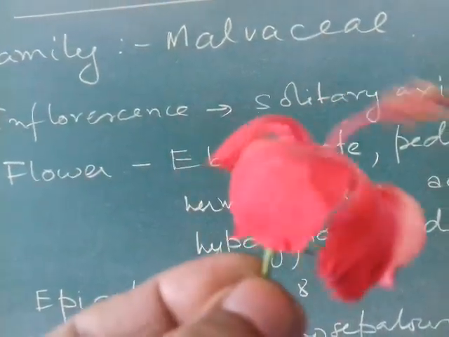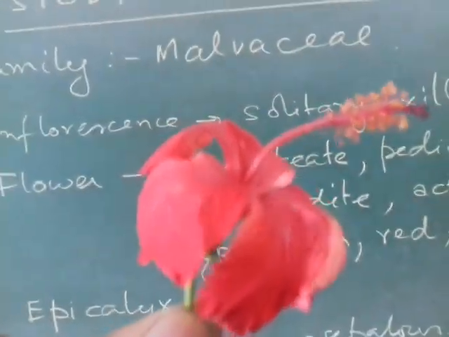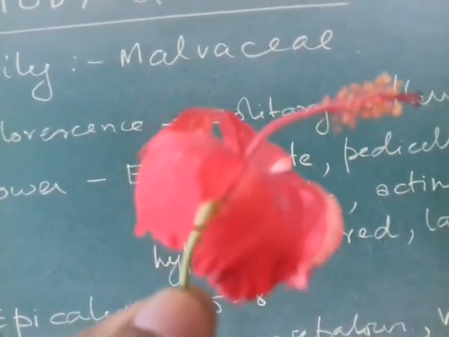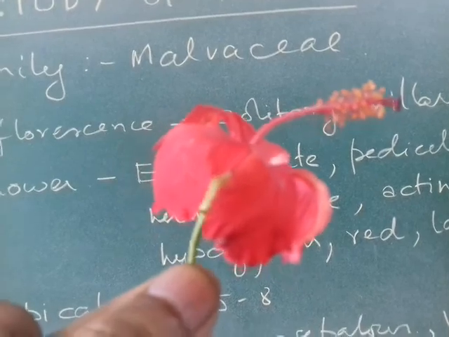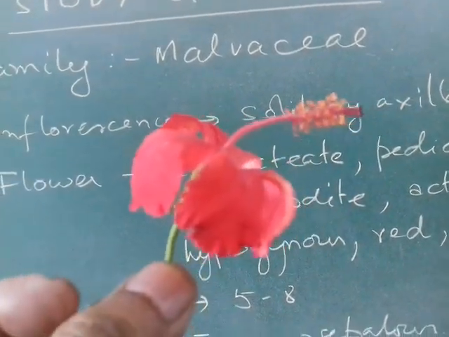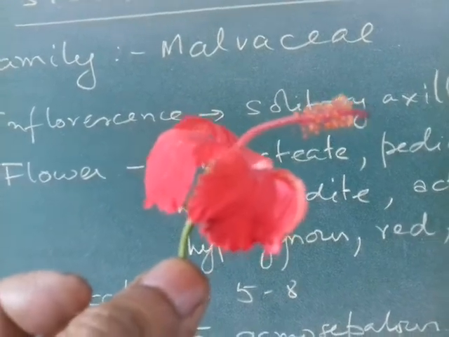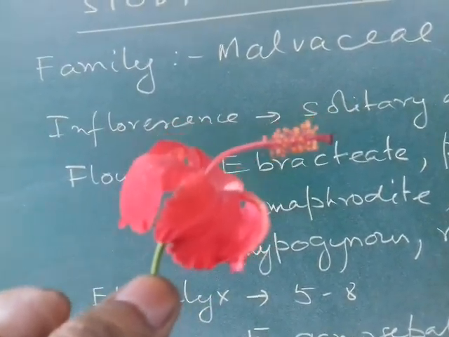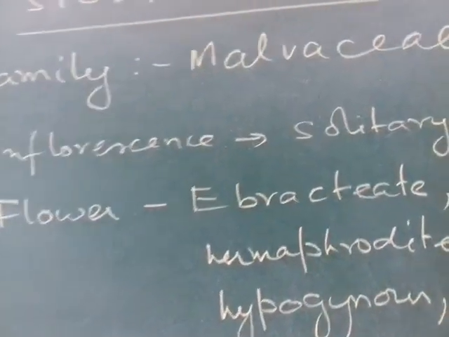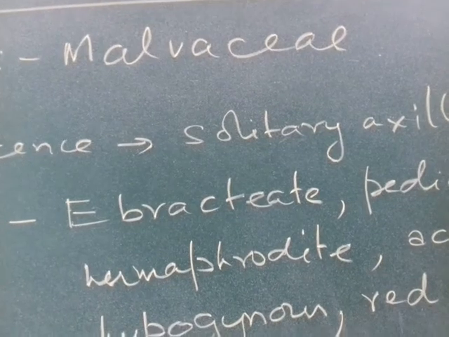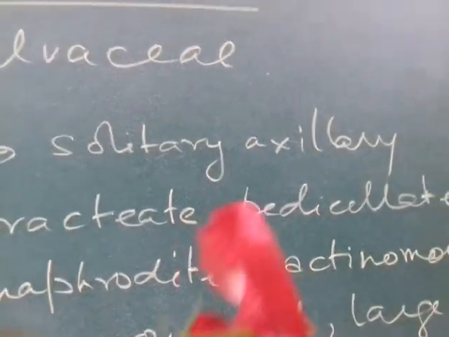So this is a flower which you see, that is a single solitary axillary flower. That means you don't find this in the terminal region, but you find it in the axillary region. And it occurs alone, so that's why we call it solitary. The inflorescence is solitary axillary. Then the flower is ebracteate. Ebracteate means the bracts are absent, and you can see the pedicel.